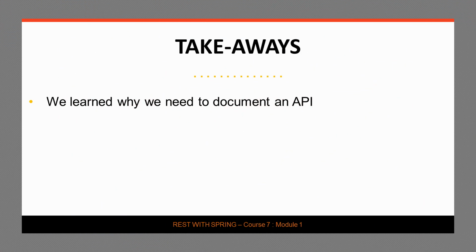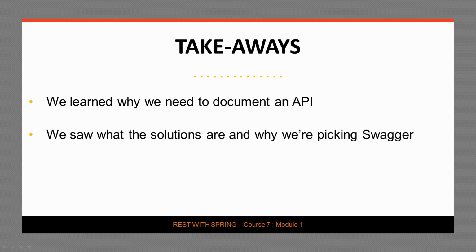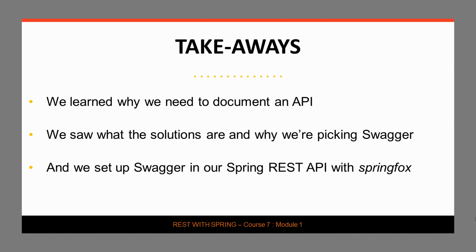All right, so what did we learn in this module? Well, first we learned why we really need to document an API and why the theoretical approach of APIs not needing documentation is not something that holds water in the current state of the industry. We then had a quick look at the state of the ecosystem and where Swagger fits in that ecosystem. And finally, we did a full implementation of Swagger, documenting our REST API and using Spring Fox.